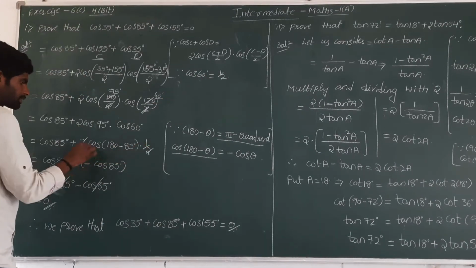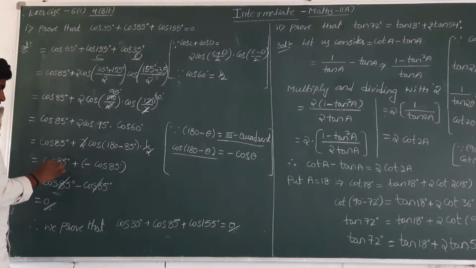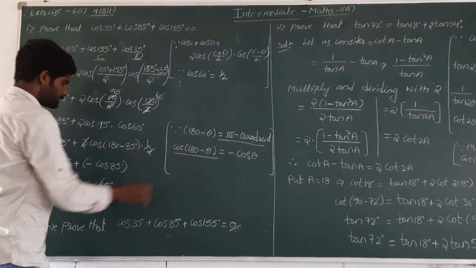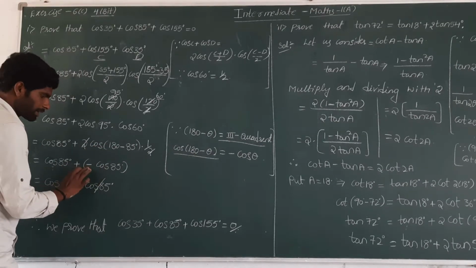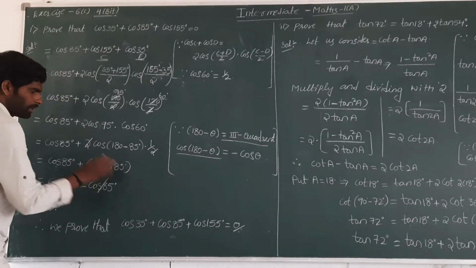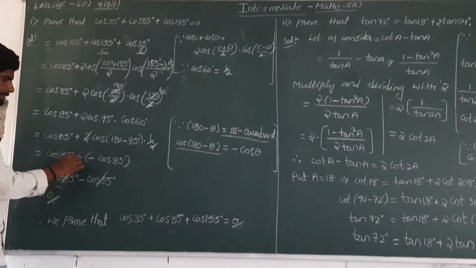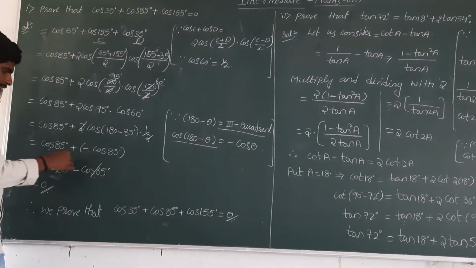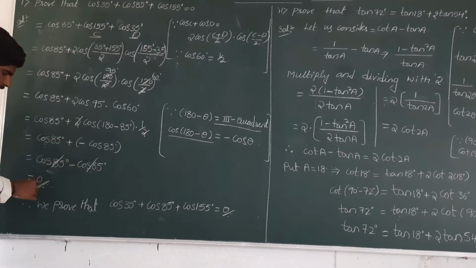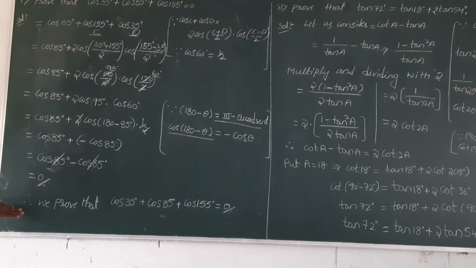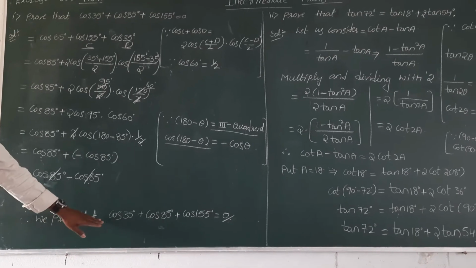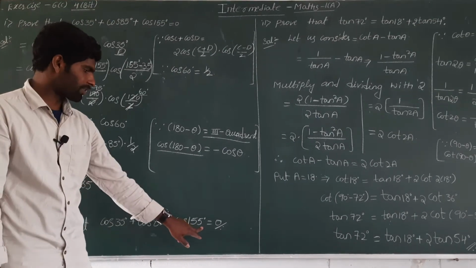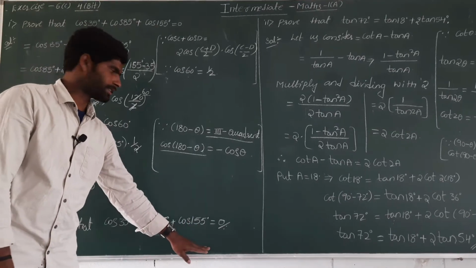These two are cancelled. cos 85 plus cos(180 minus theta) becomes minus cos 85, so cos 85 degrees plus into minus minus cos 85 degrees. Both cos 85 terms are cancelled. We get the answer 0. Therefore we prove that cos 35 degrees plus cos 85 degrees plus cos 155 degrees is equal to 0.